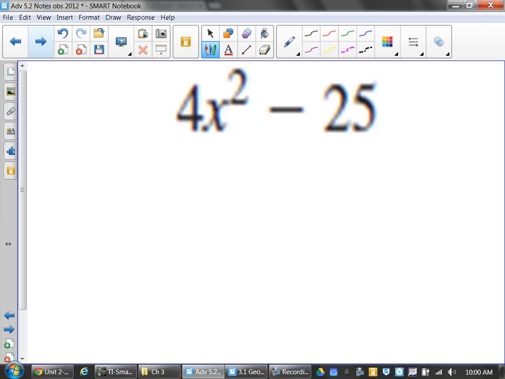4x squared minus 25. It's a difference of squares. Yeah, that's technically what it's called. Is the first term a perfect square? Yeah. Is the last term a perfect square? Is that a subtraction symbol? What's the square root of the first term? 2x. Good. What's the square root of the last one? There's your solution. Yay, math.